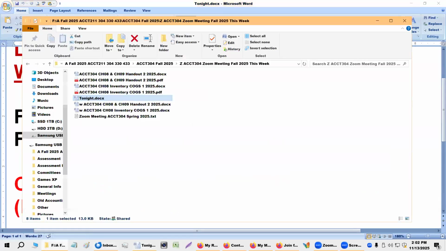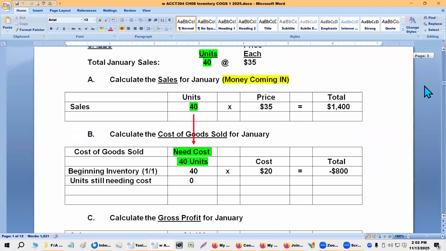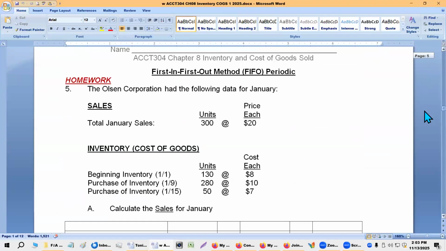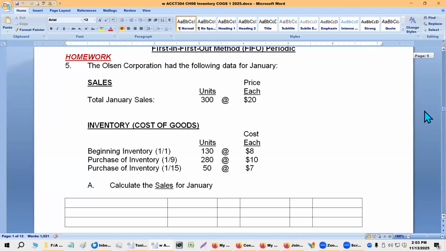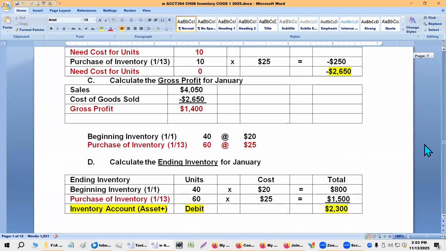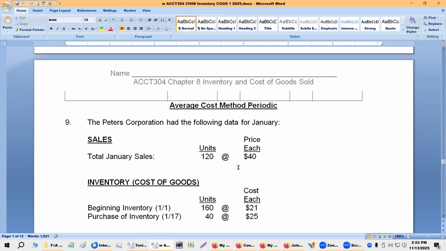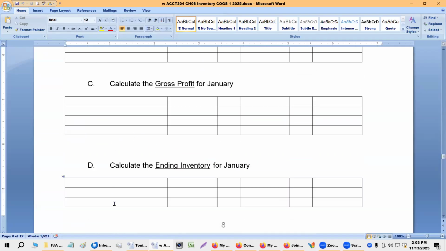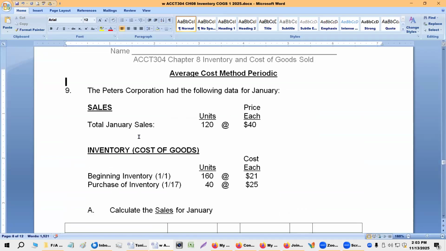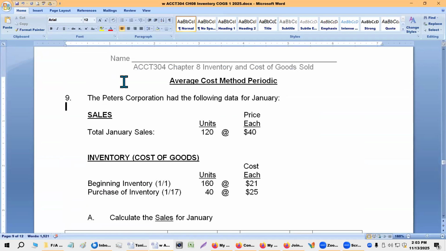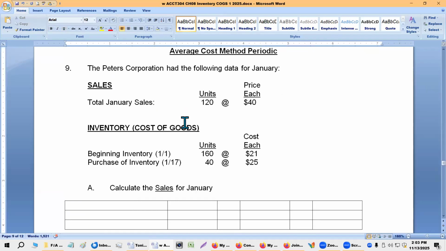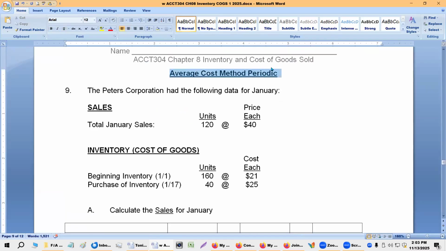Okay, so let's go ahead and let me open up my one from last time. I think we did LIFO FIFO, if I remember correctly. Oh, we didn't do those, 5 and 8. I'll put those up later. On break, I'll put those in. You can check your answers. Okay, let's go to number 9, average cost.